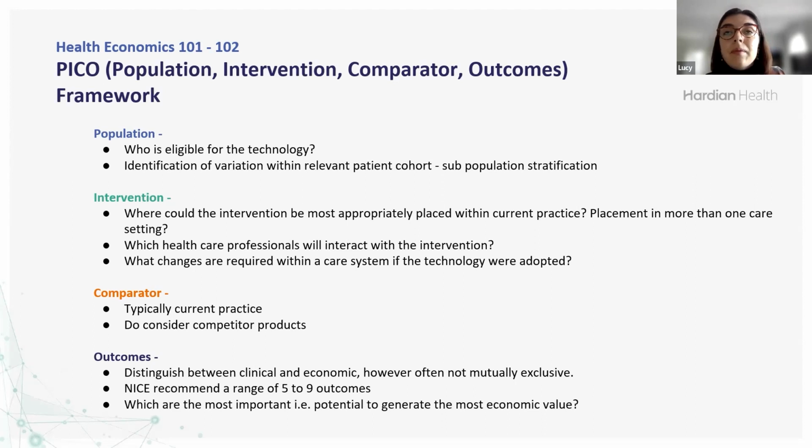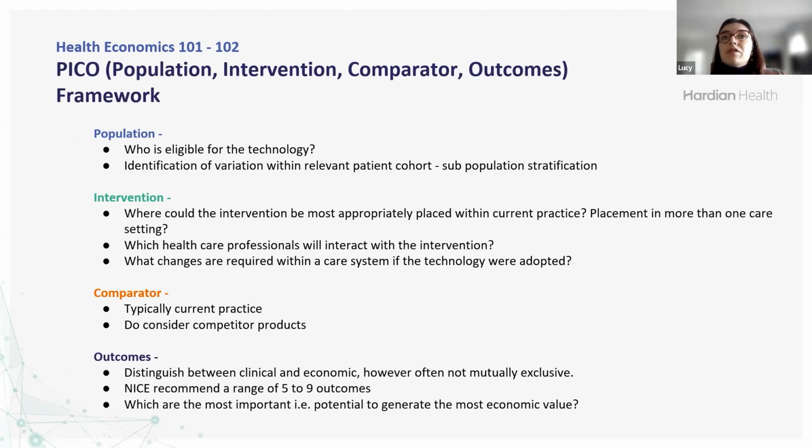And once we've identified the variation within the eligible technology population, it's important to then look at how the technology is going to benefit these subpopulations in different ways. And once we've done that, identify the subpopulation where the technology is likely to have the most benefit.